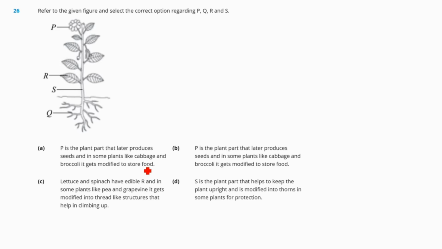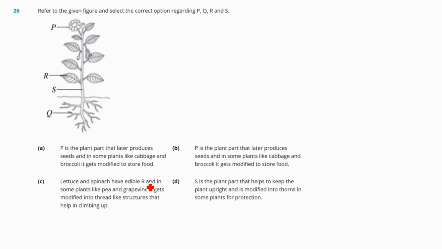Why? Because flowers do not produce the seed. It is the fruit that produces the seed. Option B says P is the plant part that later produces seed, and in some plants actually both the options are the same. Lettuce and spinach have edible R, and in some plants like pea and grapevine, it gets modified into thread-like structures that help in climbing up.